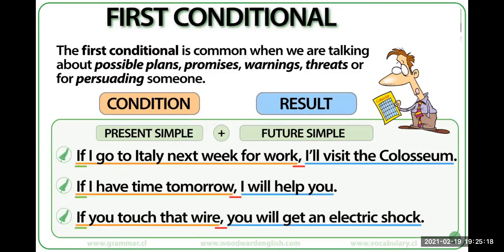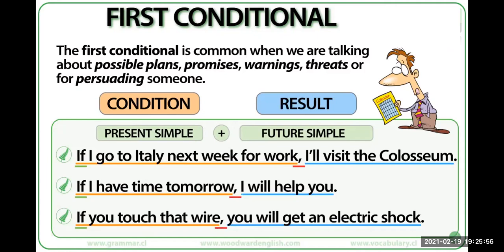Okay. Now then the second one, if I have time tomorrow, I'll help you. Okay, as you can see, this is a promise. Una promesa que le está haciendo. Si yo tengo tiempo, te voy a ayudar. Okay. And the last one, if you touch the wire, you will get an electric shock. This is a warning, okay? Una advertencia de que uno tenga cuidado para hacer algo. If you touch that wire, si tocas ese cable, te vas a electrocutar, okay?